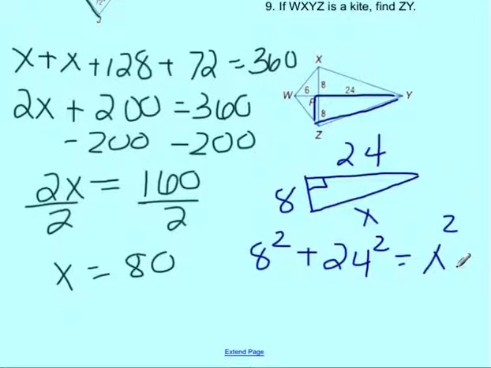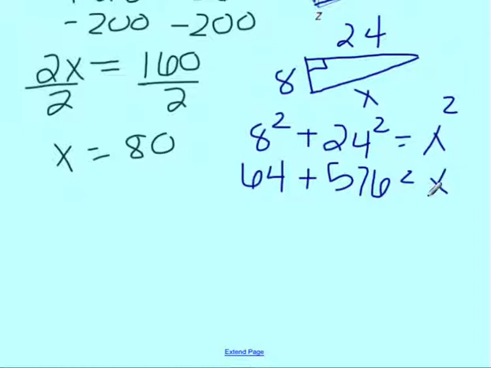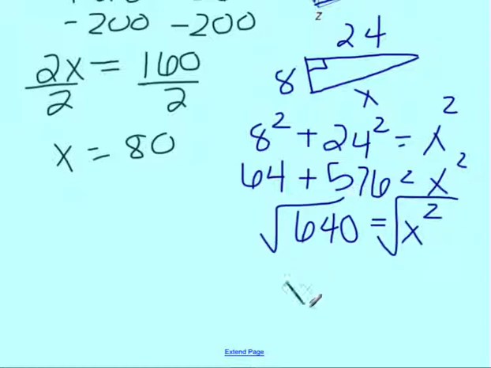So 8 squared is 64, 24 squared is 576, and that's equal to x squared. So then we get 640 is equal to x squared. To get rid of that square, we need to take the square root of both sides. The square root of 640 is 25.298. Well, typically we round to 2 decimal places.